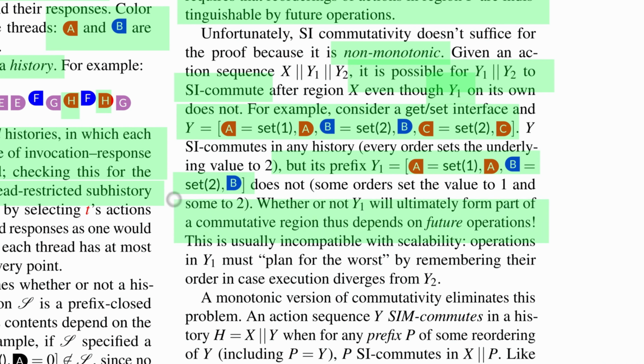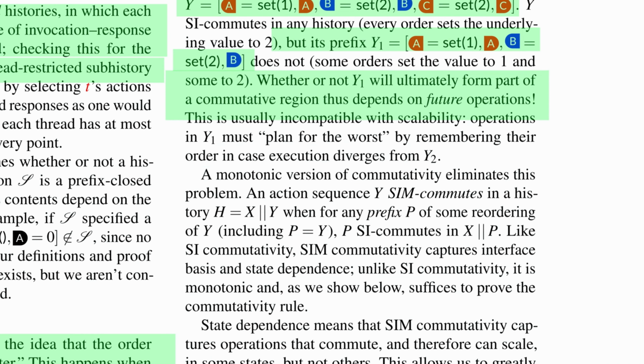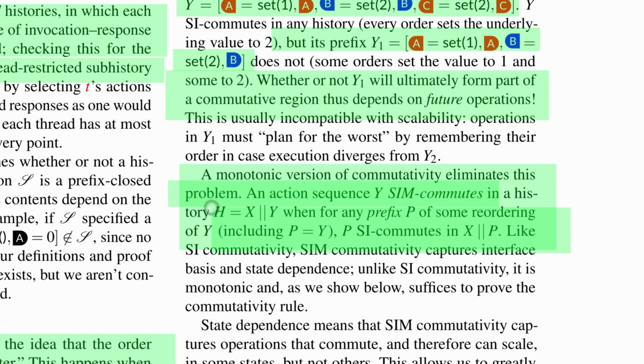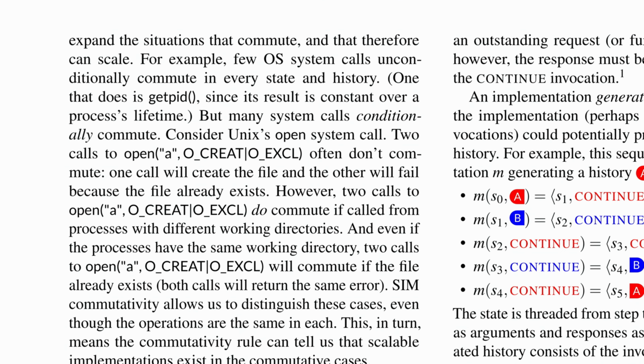Basically, future operations can decide whether this subsequence is commutative or not. And so we strengthen our definition of commutativity by including this monotonicity property, such that Y is SIM commutative only if any prefix of Y is also SIM commutative. And this property captures the idea of operations being able to commute under certain conditions.